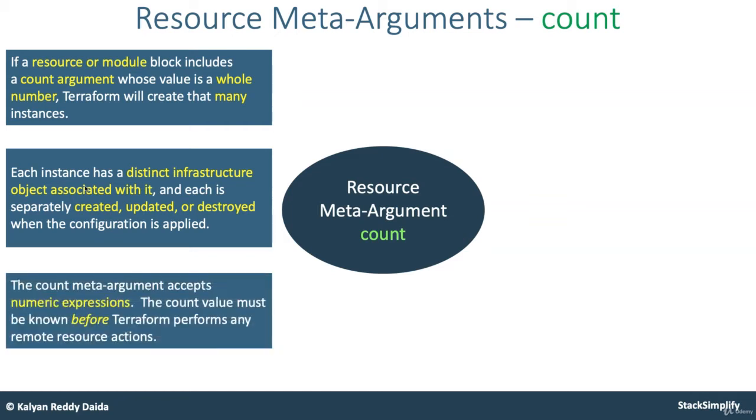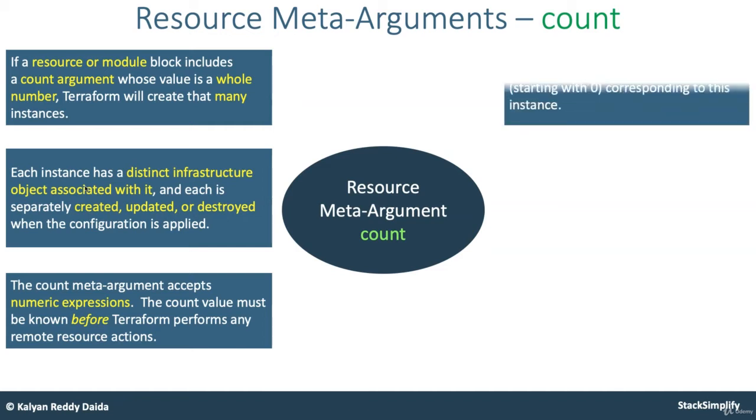The count meta argument accepts numeric expressions. In contrast to the previous meta argument depends_on, where arbitrary expressions are not allowed, with the meta argument count, numeric expressions are allowed. The count value must be known before Terraform performs any remote resource actions.